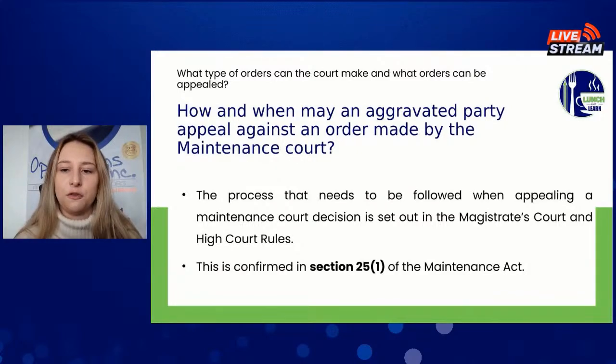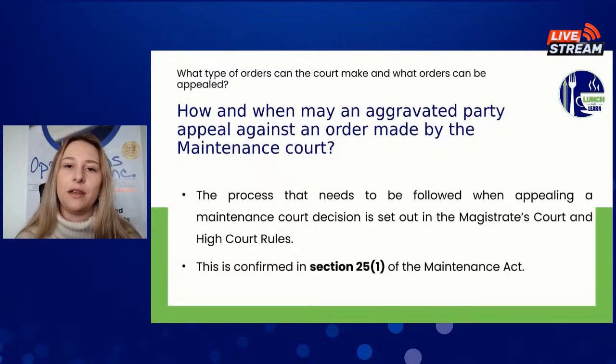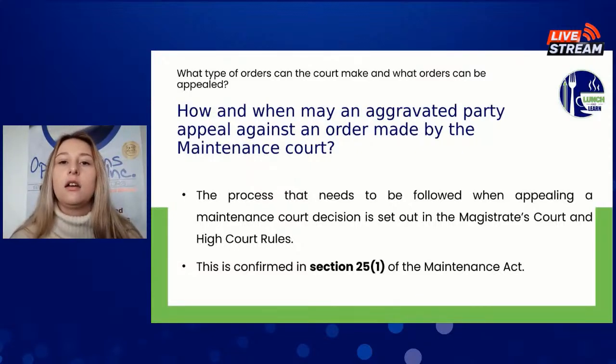The process that needs to be followed when appealing a maintenance court decision is set out in the Magistrates Court Act, as well as the Magistrates Court Rules and the High Court Rules. This is quite extensive, a very complicated process. So it is recommended that if you wish to appeal a maintenance court decision to the High Court, you should consult with a legal representative. I have set out the Magistrates Court Rules and the High Court Rules in the pre-reading material. If you wish to look at that, you would see that it is a complicated process and it is advisable to rather consult with an attorney. Section 25(1) of the Maintenance Act confirms this process in terms of the High Court and Magistrate Court rules.